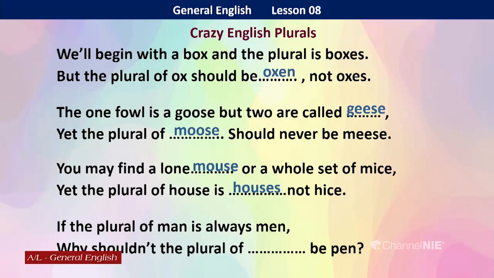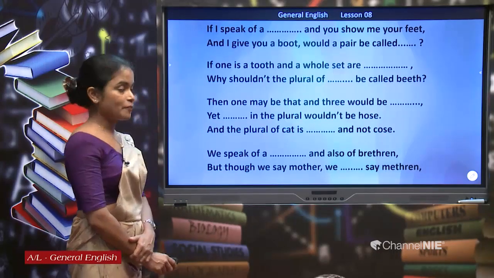That is the reason. If the plural of man is always men, why shouldn't the plural of pan be pen? Pan is a regular noun. The plural is pans, not pen, right? So, that is why we say it is crazy, right? We'll look at the rest of the poem.